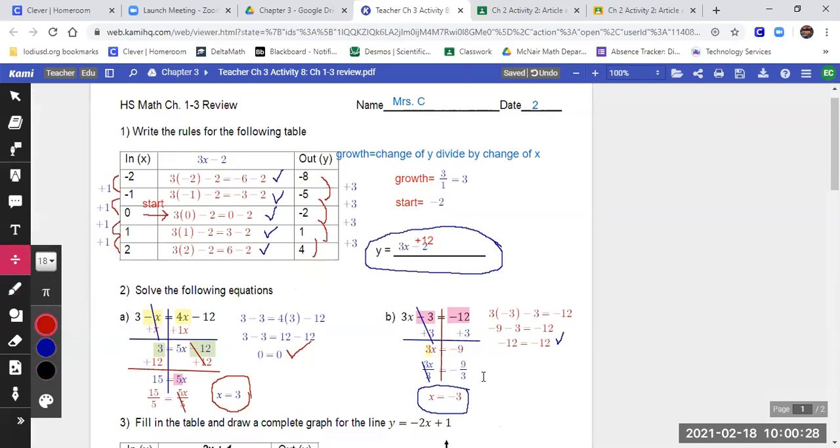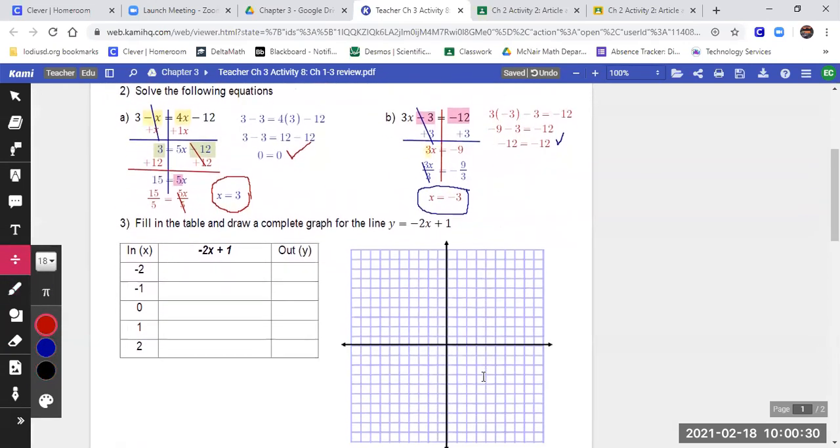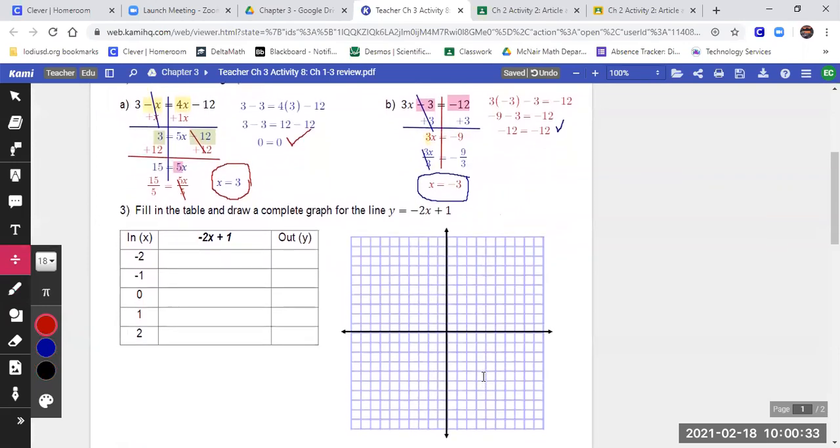Okay, so let's go. Now here's the full deal. We have the rule, we have a table to make, and we have a graph to make, the whole everything. Rule to table to graph. So step 1, we get the table done. What does this mean when we say -2x plus 1? What does it mean we're supposed to do?